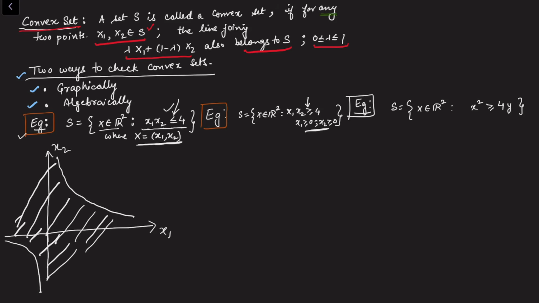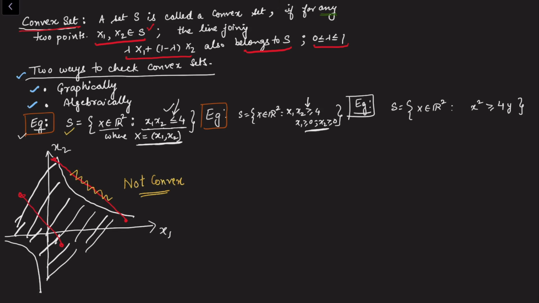Now in this region, if I choose a point here and here, the line joining is within the region. But if I select a point here and a point here, both are in the region, but you can see that the line joining is not in the region. So there are some points which are outside the region. So this particular set is not convex. We need to consider the line joining: the whole line joining should be within the region as defined by the set S.